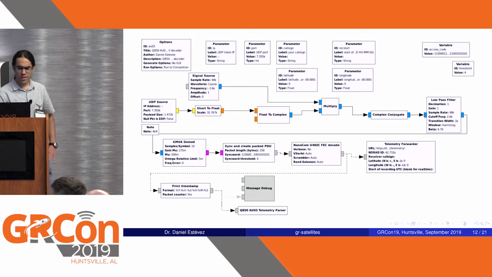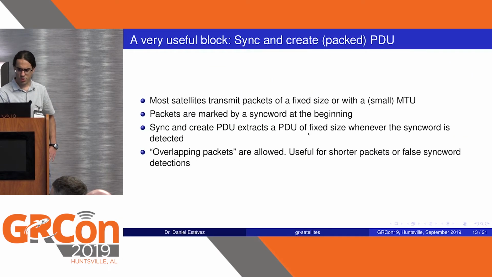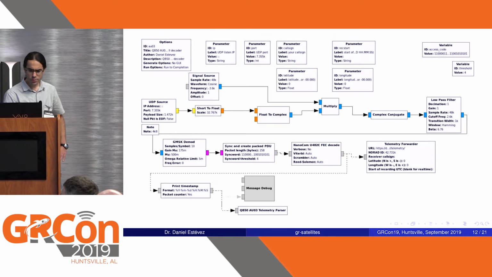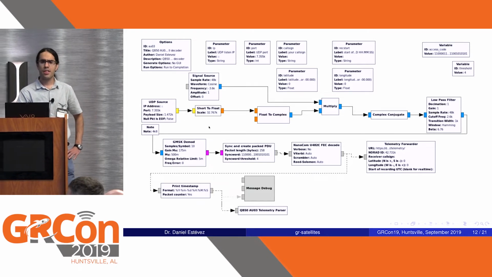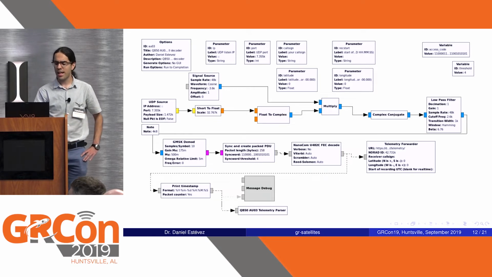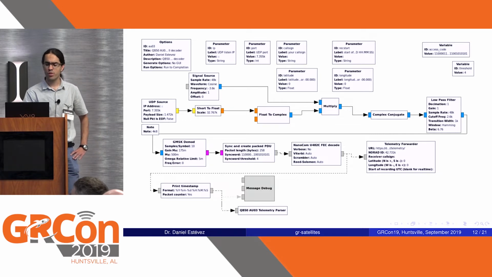This is what one of the flow graphs looks like. And in here you have the UDP source where the data comes in. I don't know if you can see the mouse, yeah. And then depending on the signal, you have some signal conditioning and decoding. So for this particular satellite, the signal is audio frequency GMSK. So there is first some frequency shift and filtering for the signal, and then the GMSK demodulation.